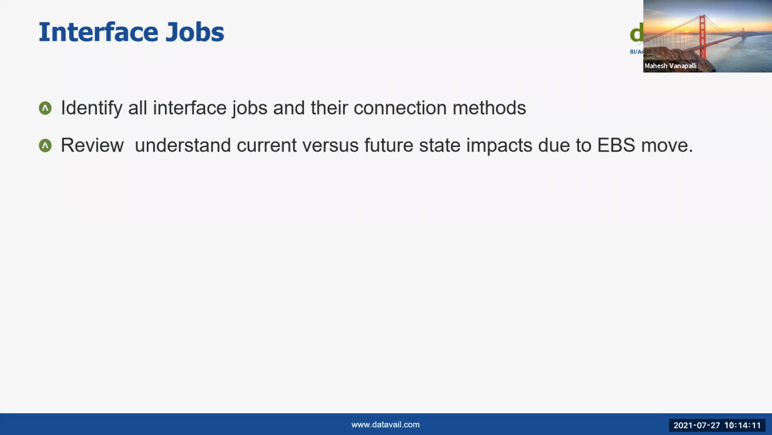And the only way that we can achieve that confidence, or give that confidence to the business, is to identify all interface jobs and their connection methods. The key here is the connection methods. So they're software-based connections, or custom connections, or some other form of connection, or a DB link. We have to identify all these methods for each interface job and have a testing strategy associated with it.